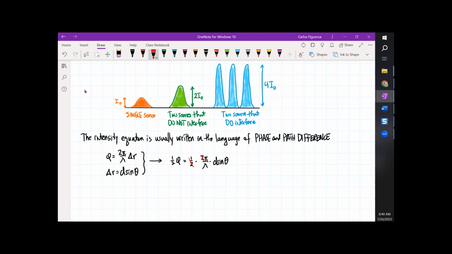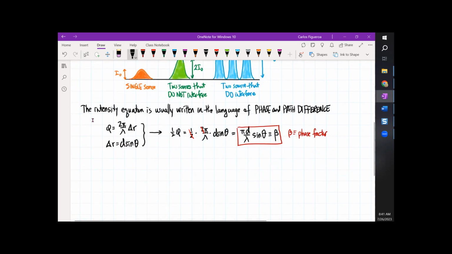You can see that the reason why one would do this is that it simplifies because it gets rid of the factor of 2. So this guy is now written as pi d over lambda times sine of theta, and this is defined as the beta phase factor. This is really a very, very convenient parameter. So this is the beta, and it is defined as the beta phase factor because it's proportional to phi.